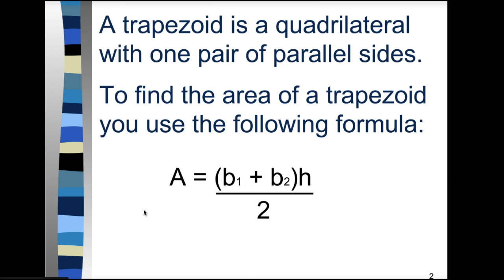Alright, so a trapezoid is a quadrilateral with one pair of parallel sides. You do need to be recording this page. To find the area of a trapezoid, you use the following formula. Area of a trapezoid is equal to base 1 plus base 2 together, multiplied by the height, and then all of that divided by 2. So again, it's very important you get this slide copied down.